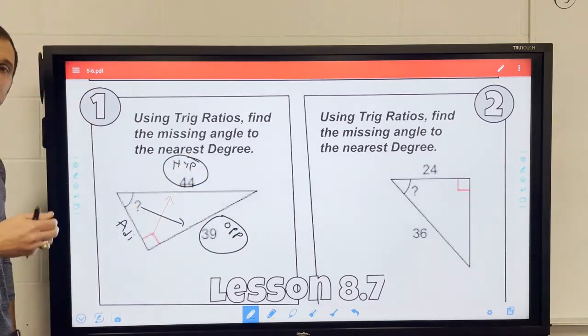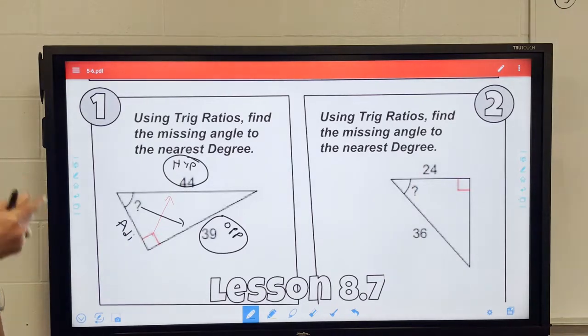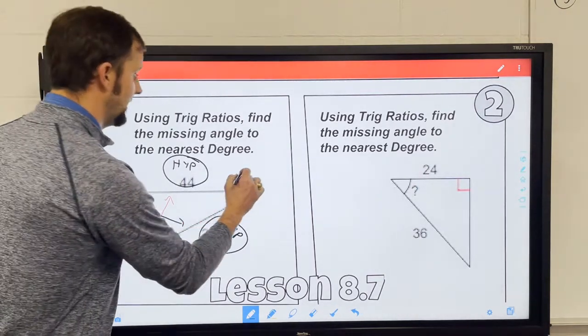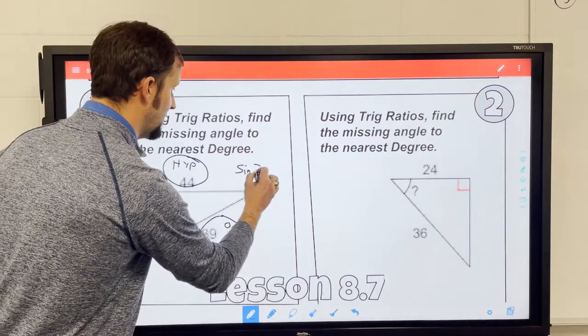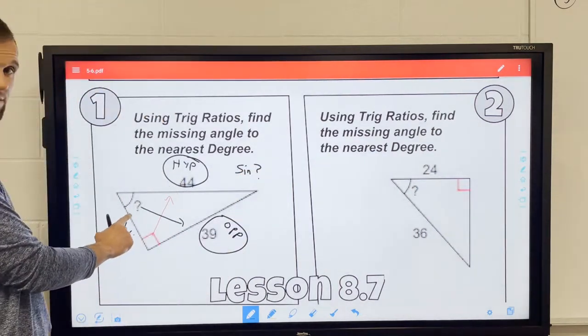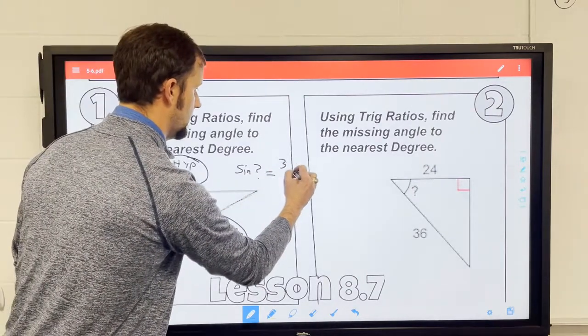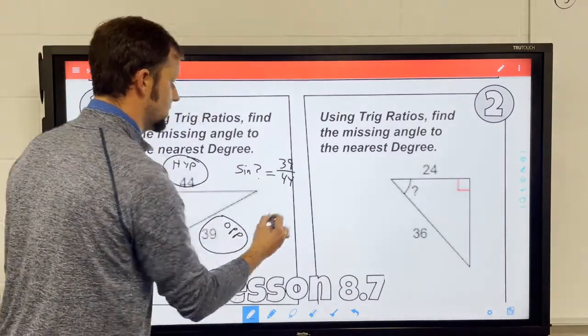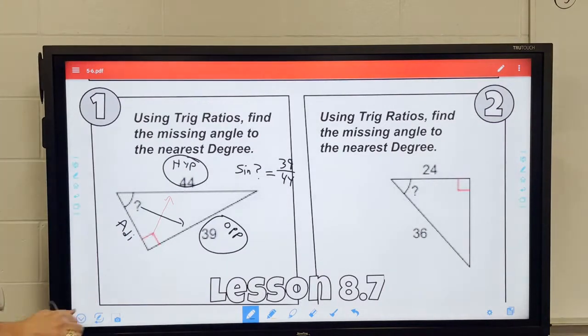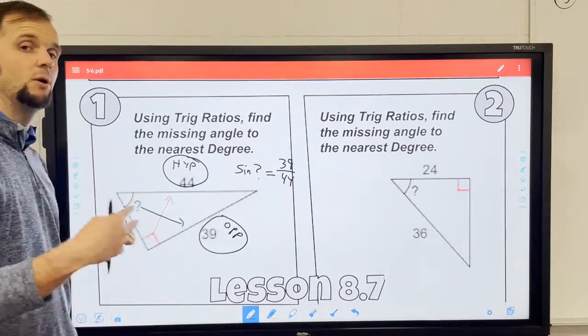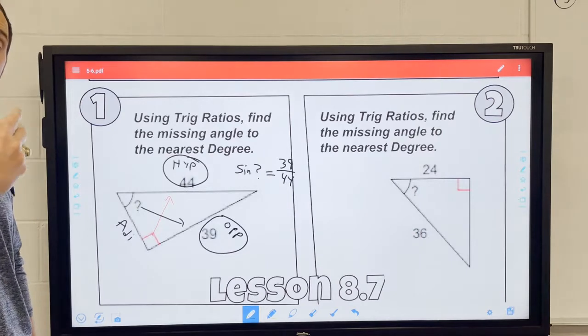So right now they've given me my opposite side and they've given me my hypotenuse. So what that means is I'm going to be using the sine ratio. So the sine of my question mark angle, that's what I'm trying to find, is going to be equal to the opposite over the hypotenuse, which is 39 over 44. So right now I need to figure out what that angle is, and I'm going to use the inverse of sine.